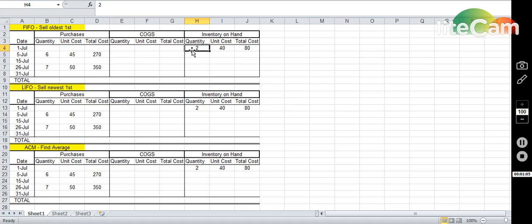So in my example on July 1st, for all three scenarios, we'll have the same starting quantity. So in June, our ending inventory now becomes our beginning inventory for July. So we have 2 units that we paid $40 each, so a total cost of $80. On July 5th here, using the FIFO method, I now purchased 6 units for $45. So my inventory on hand, I now have 2 for $40 and 6 for $45. So I now need to do the 80 plus the 275.